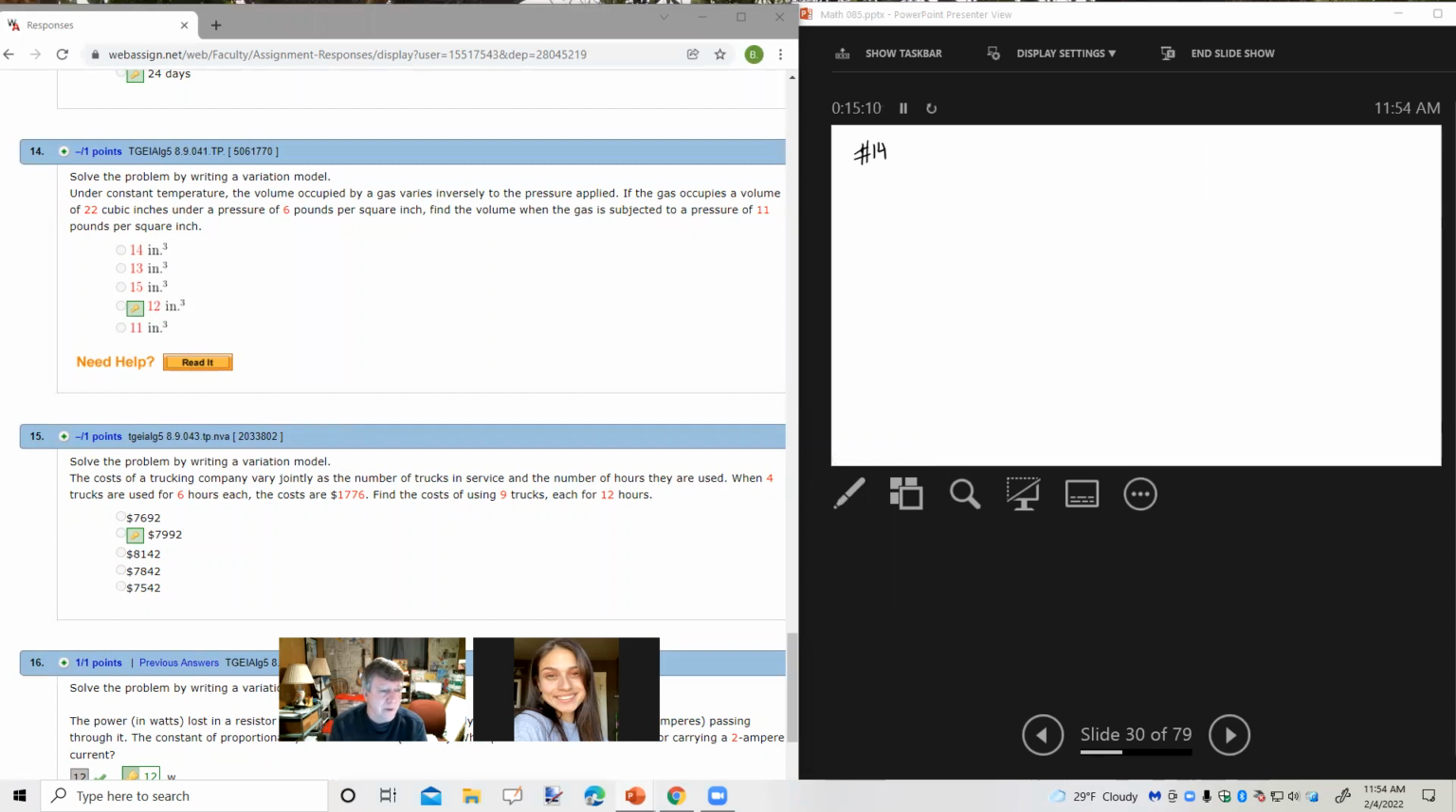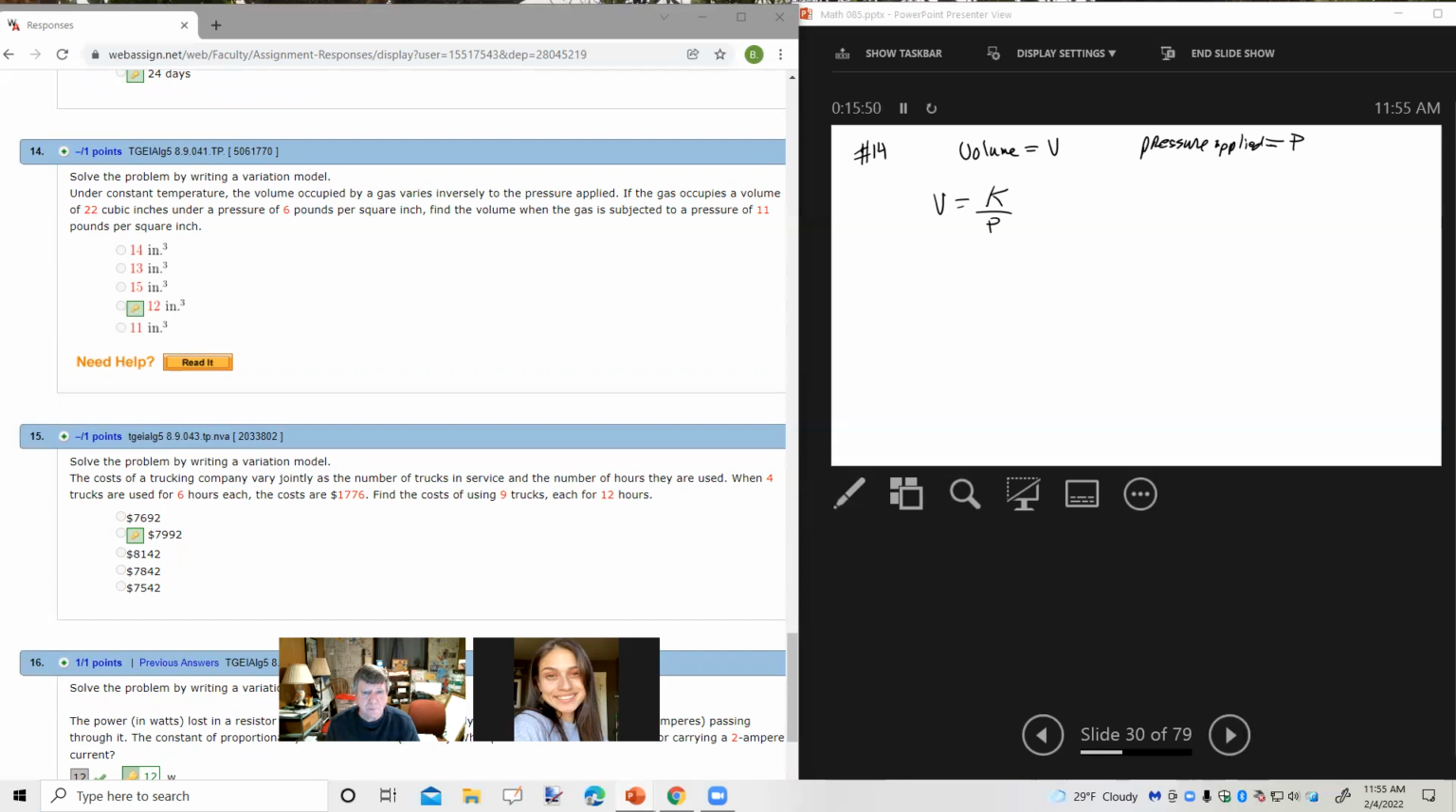Solve the problem by writing a variation model. Under constant temperature, so there's a clue. The temperature isn't going to change. We aren't going to use it in the problem. Under a constant temperature, the volume occupied by a gas varies inversely to the pressure applied. So volume is V, pressure applied, we'll call that P. The volume occupied by a gas varies inversely to the pressure applied. So V equals K over P.